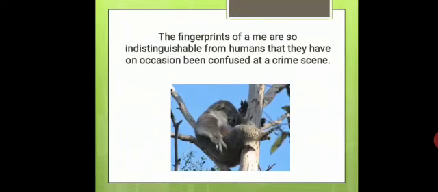It is this animal. What is the name of this animal, ma? Koala. What is this animal? Koala. I think you will not be forgetting this. In the next class, we'll see more like this.